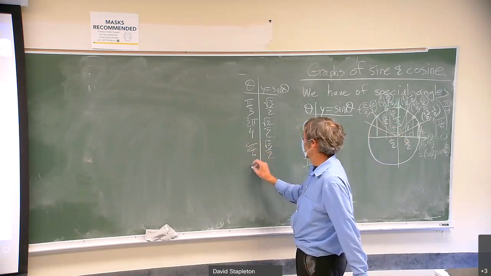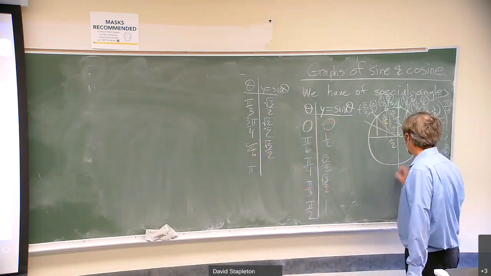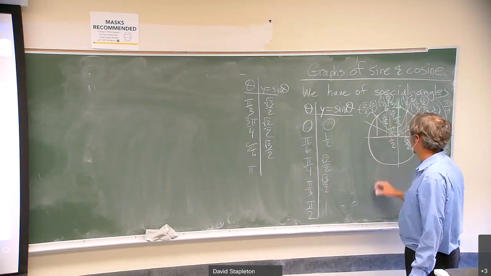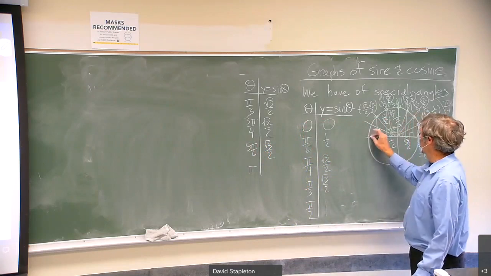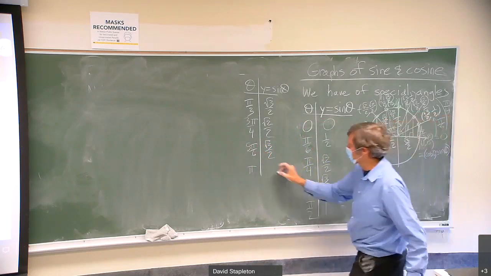Finally, if I get to pi radians, this angle here, pi, this takes me back to the point minus 1, 0, and the y coordinate, the sine, is again 0.